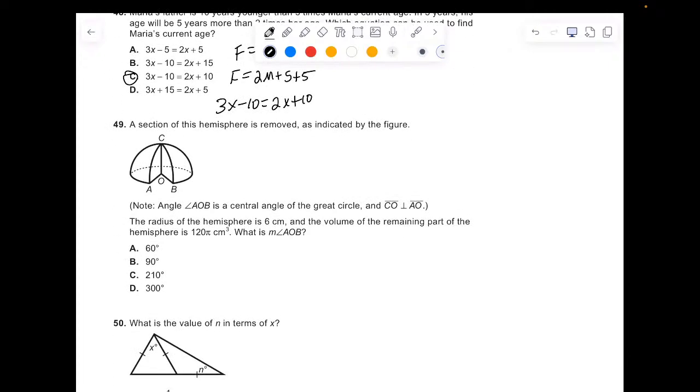A section of this hemisphere is removed as indicated by the figure. The radius of the hemisphere is 6 centimeters, and the volume of the remaining hemisphere is 120 pi cubic centimeters. What is the measurement of angle AOB? Note angle AOB is the central angle of the great circle.